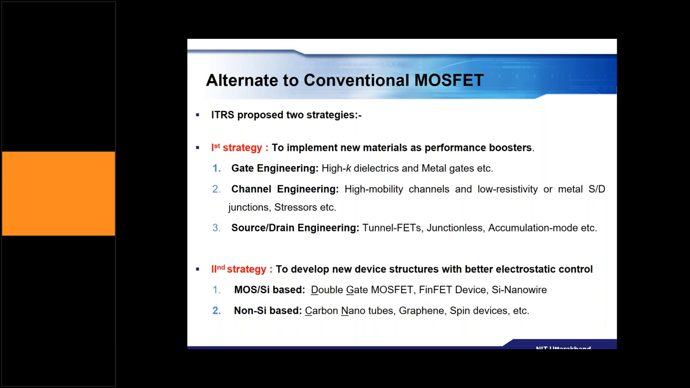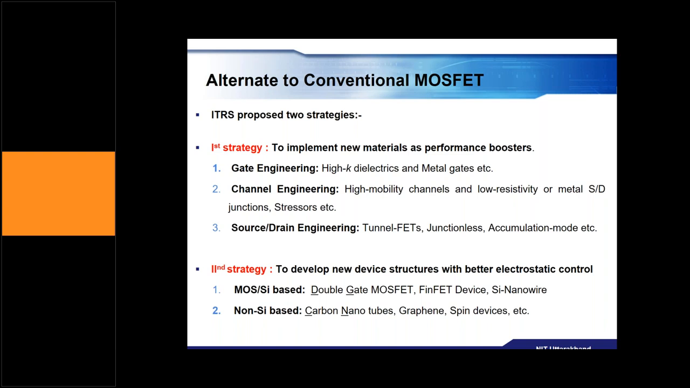And in junctionless devices, the channel, source and drain are of the same type. So you can make all these changes while the structure remains the same. Why don't we want to change the MOS structure? Because the layout area, the technology, everything is supported by the MOSFET, and we don't want to lose that.